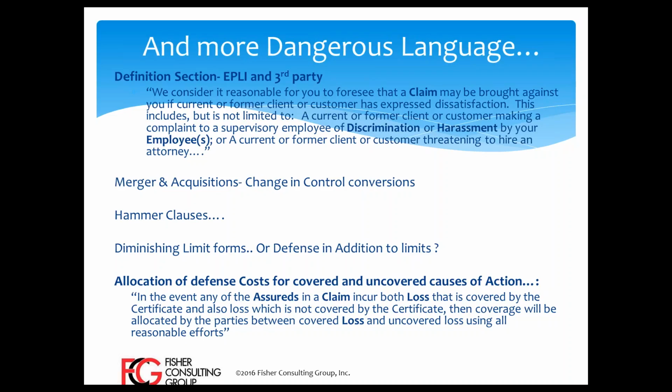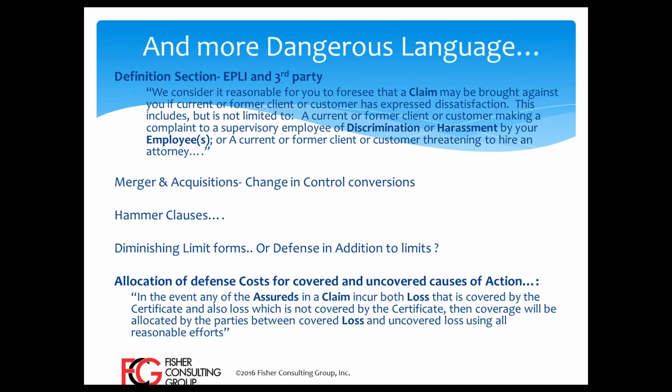From that point forward, we'll only pay that which we could have settled it for right now. We're not paying any more expenses. Hammer clauses have never been tested anywhere in the United States. And they've been around a long time, but they have not been tested anywhere.